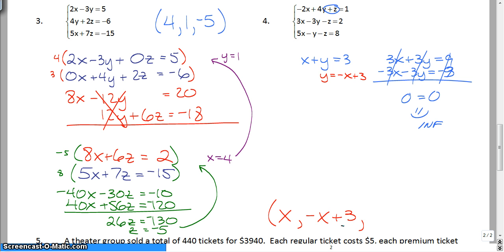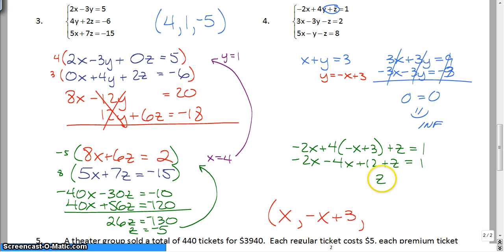And then we have to go back and find z. So you just take one of your original equations, and we're going to have our negative 2x plus 4, but y we know is a negative x plus 3. And then we have our plus z equals 1. Distribute, so negative 2x minus 4x plus 12 plus z is equal to 1. And then you're going to solve for z, and you're going to get z is equal to 6x minus 11, and that's your rule for z.